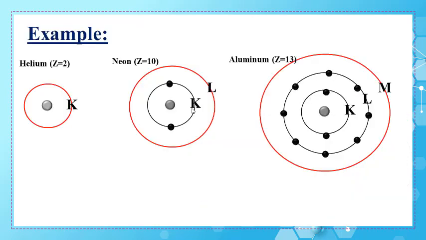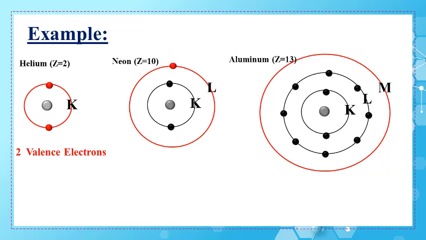Let's apply together. Consider the three elements helium, neon, and aluminum with their atomic numbers. We have first to distribute the electrons and then indicate the valence shell and the number of valence electrons. Don't forget that the atomic number Z is equal to the number of protons, and in a neutral atom, the number of protons is equal to the number of electrons. So the number of electrons for helium is 2. These electrons will be distributed on the K shell. Then the K shell is the valence shell, and the number of valence electrons is 2.